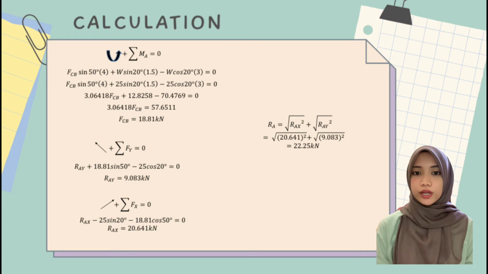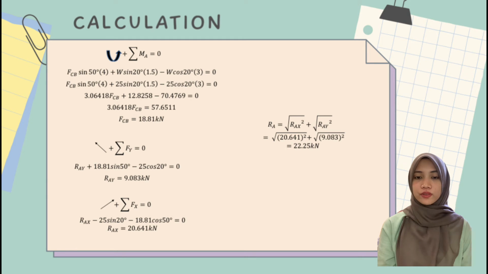Note that the weight is 25 kN. Using the formula moment equals F multiply D, substitute all the distance and force into the equation based on the free body diagram. Solve the equation and we got FCB equals 18.81 kN.